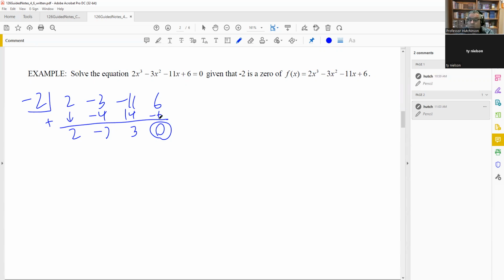Okay, so what this means is that the quotient part, let's write that out. That's going to be 2x squared minus 7x plus 3. Remember, synthetic division always drops the power down by 1. So it was a cube, and now it's going to be a square. Because this part is considered to be a factor, we can now set this equal to 0 in order to find the remaining answers of this.